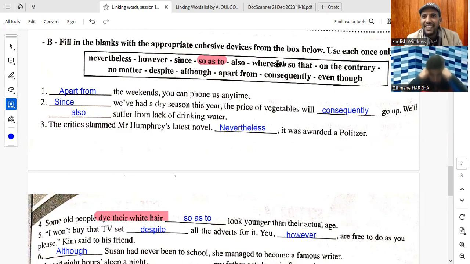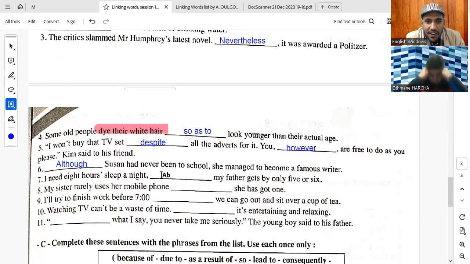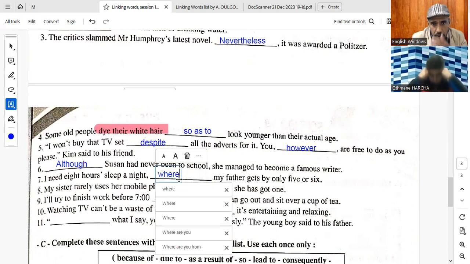Whereas c'est très bien. في حين في اللغة العربية تعني في حين. أنا أحب كذا, أو أنا أحتاج 8 ساعات نوم في حين جدي يحتاج 3 ساعات مثلا. Alright, أو 4. So here we say whereas. Okay.